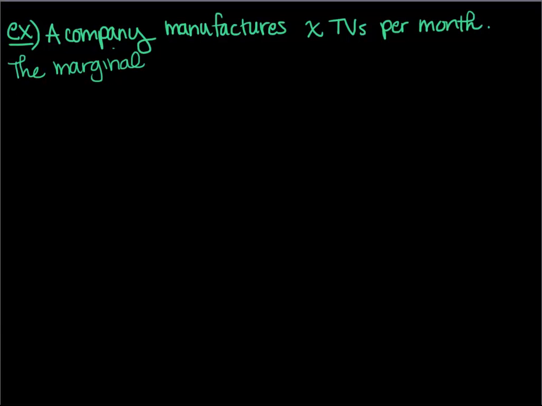Sorry, I'm trying to fix my, there we go. The marginal profit, excuse me. The marginal profit in dollars, so not thousands of dollars, but just in dollars, is given by, and this is profit per month, right? Because we're talking about TVs per month.